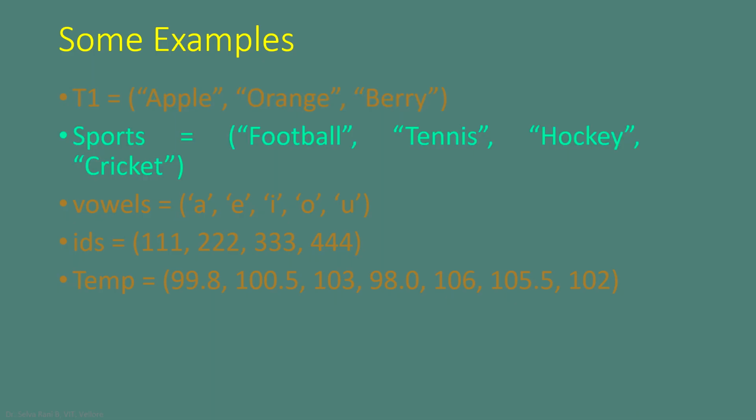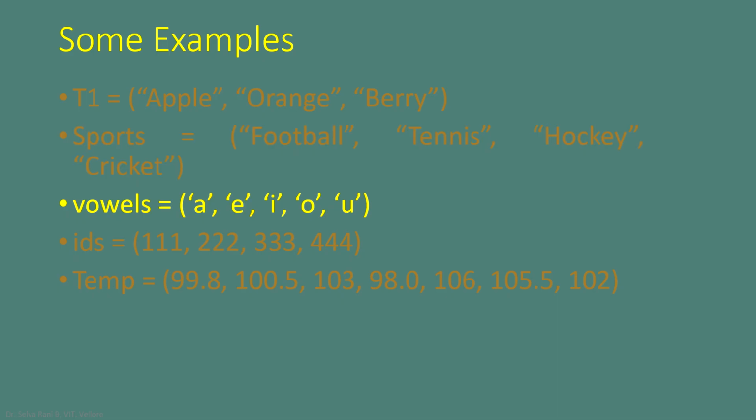Next tuple, sports, and it has four elements: football, tennis, hockey, cricket. Vowels is a tuple which contains A, E, I, O, U. IDs is a tuple which contains four IDs.